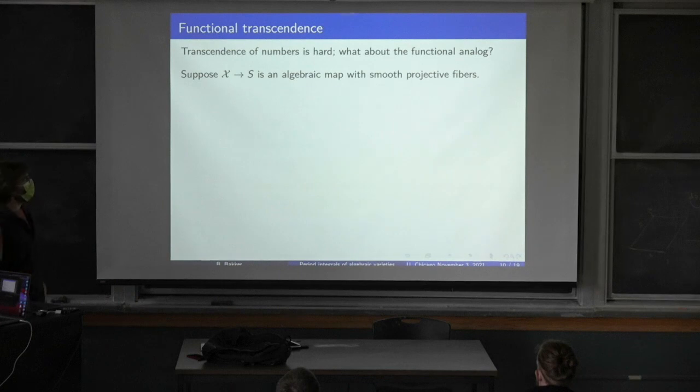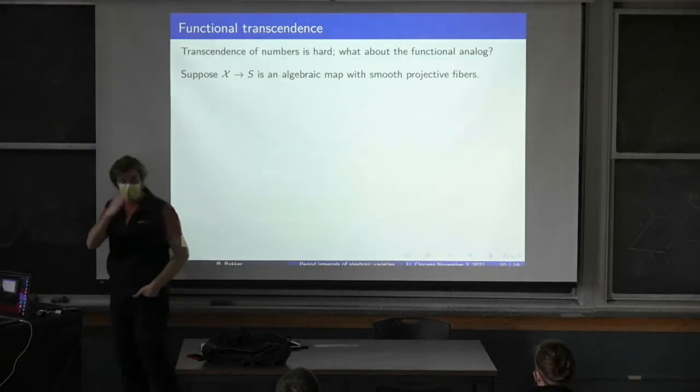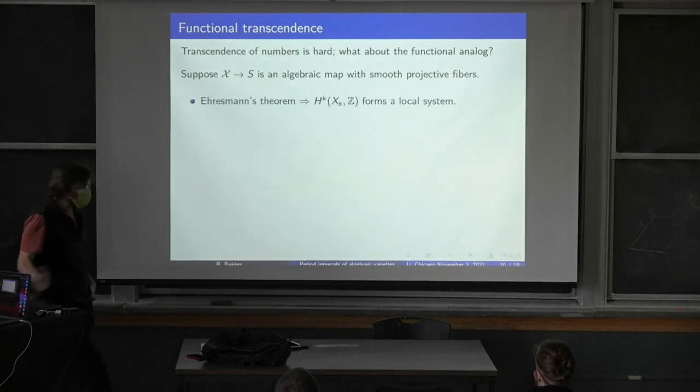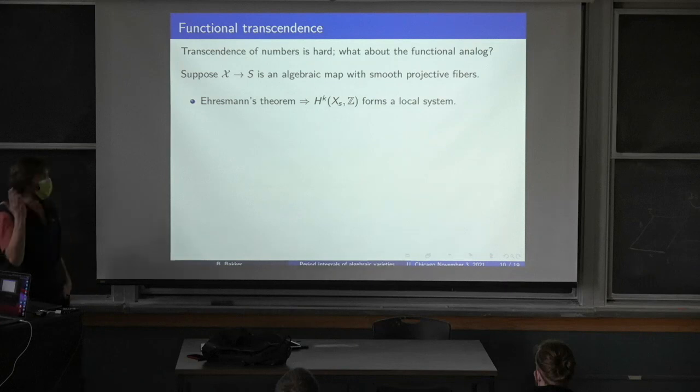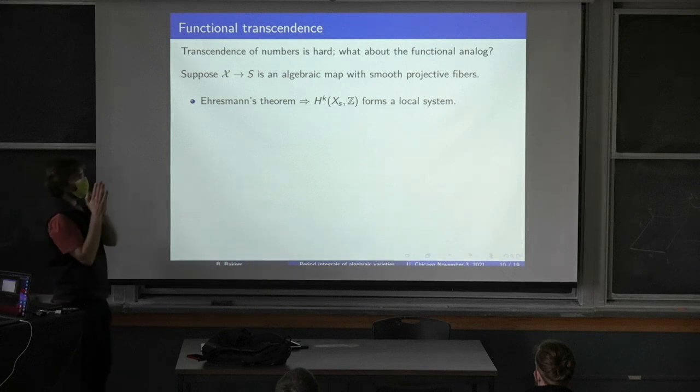Okay, so suppose curly X to S is an algebraic map with smooth projective fibers. So in other words, an algebraic family. And by Ehresmann's theorem, because this is a smooth map, the topology is not changing fiber to fiber. Okay? So if I form the cohomology groups of each fiber, they all look the same, and those assemble into a local system.